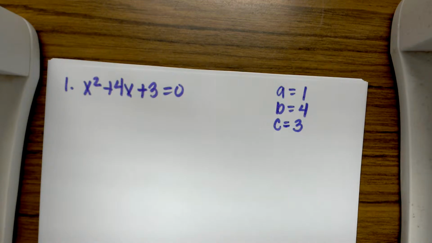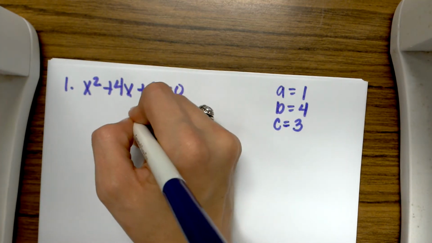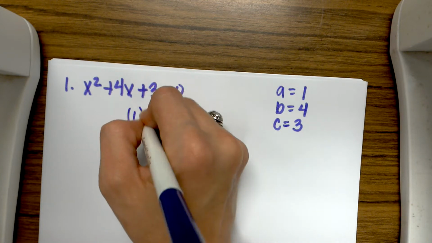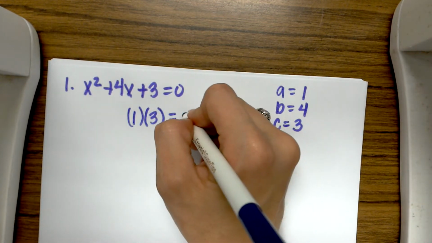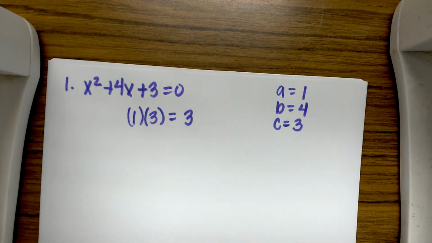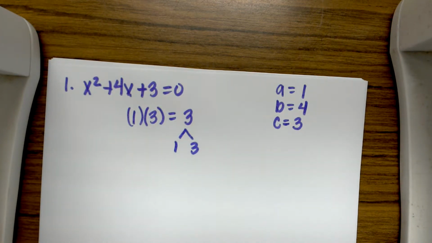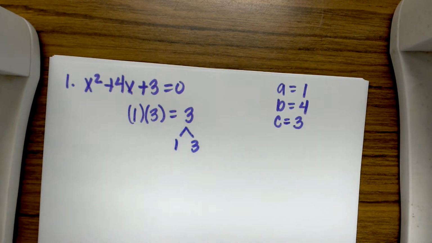So we wrote down our givens. My third step is to do what? Multiply my A and C together. So my A is 1, so I multiply 1 times 3, and that gives me 3. So after I multiply my A and C together, I need to find my factors of AC. So let me find my factors. What times what gives me 3? Well, 1 times 3. And that's about it. Nothing else are factors of 3. So, good, we found our factors.